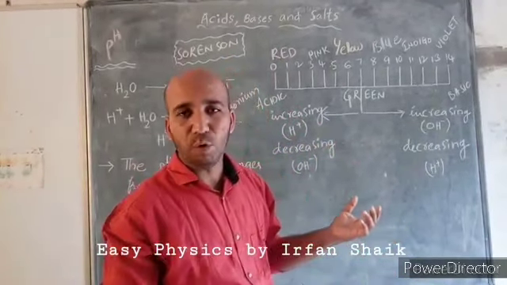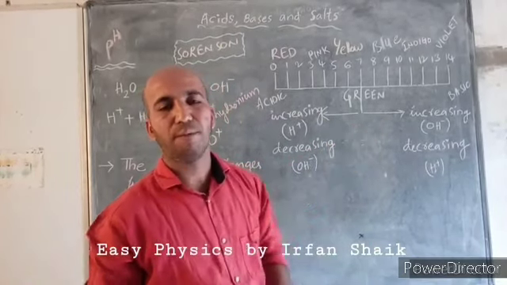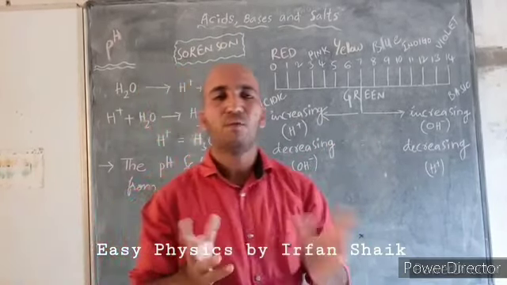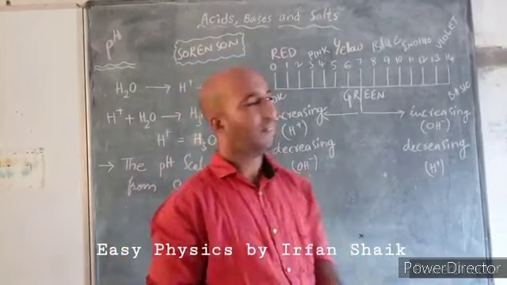So here, from 0 to 7, these solutions are called acidic solutions. The pH range from 7 to 14, these solutions are called basic solutions or alkaline solutions. The solution having exactly 7 pH value is a neutral solution. For example, water is a neutral solution. Its pH value is almost equal to 7. And also blood, the pH value of blood is almost equal to 7, so that is also a neutral solution.